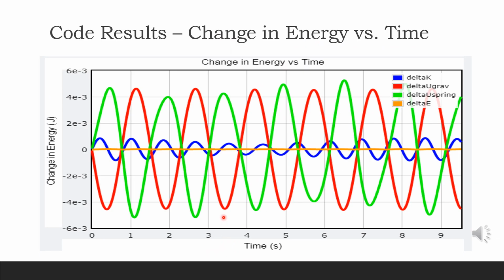For the results, here we see the change in energy versus time graph. The gravitational potential energy and the spring potential energy more or less switch back and forth, as seen by the fact that they oscillate roughly opposite to each other. However, let's not forget about the kinetic energy, which also oscillates as the mass speeds up and slows down during its motion. What's most interesting in this graph is actually the orange line, which plots the change in total energy. This line is more or less flat and on the x-axis, suggesting no change in total energy for the entire motion of the mass, and we'll be coming back to this in the last part of the lab.